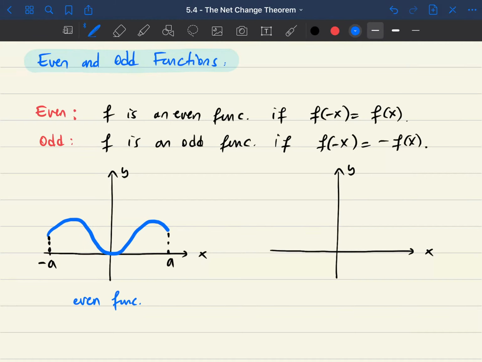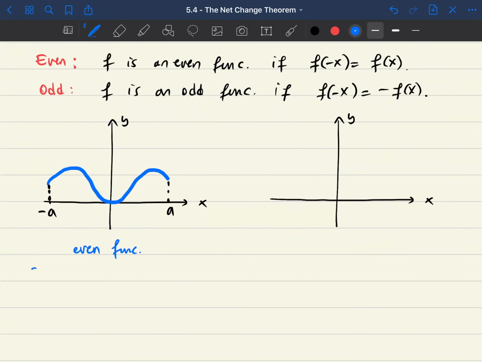So this is symmetric with respect to the y-axis. Okay. And if you have an odd function, then it has to be symmetric with respect to the origin.